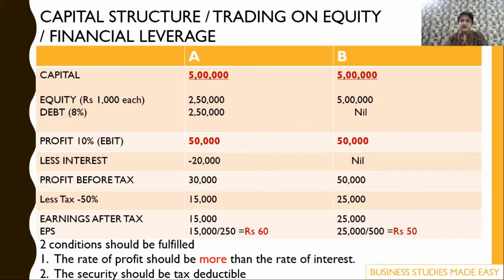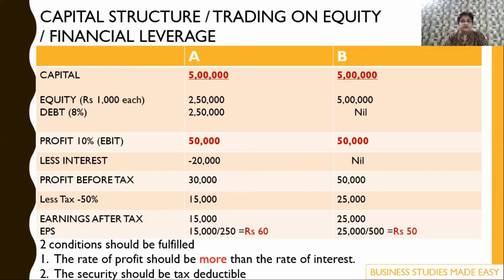When both the companies have the same capital and the same profit, how did the finance manager of company A manage to give its shareholders 60 rupees per share, and the finance manager of company B could only give 50 rupees per share? Now let us study this and understand what actually happened. So let's start with A.